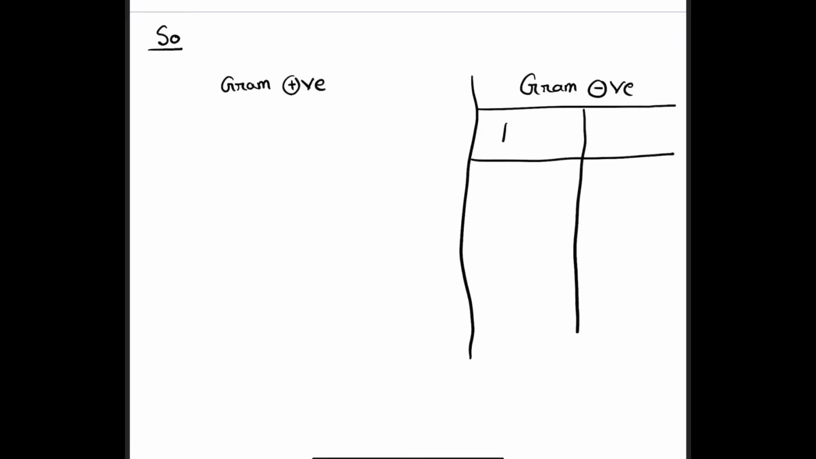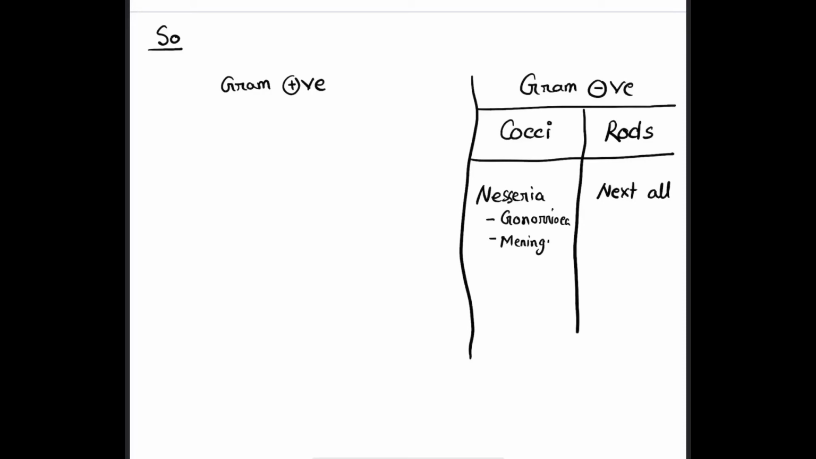There is obviously cocci, and there is rod. If it is rod, then remember by this way, that means next all. If it is cocci, then N for Neisseria, that means gram negative cocci, N for Neisseria gonorrhea or Neisseria meningitis. Both can happen, Neisseria meningitis or Neisseria gonorrhea. So this is only cocci, and rest of all is rods. Then which are not gram positive and not gram negative cocci, they are the rods.